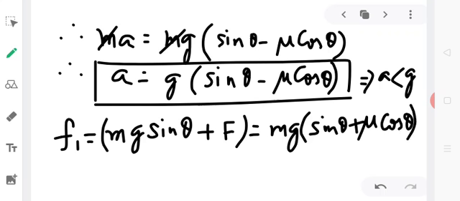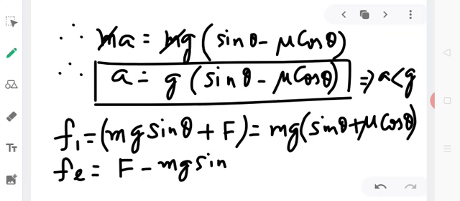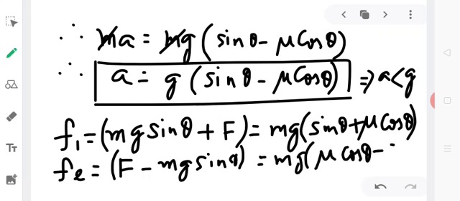Further, the minimum force required to push the body down the inclined plane, if it is represented by F2, will be equal to force of friction F minus mg sine of theta. So that may be further written as equal to mg times mu cos theta minus sin theta.